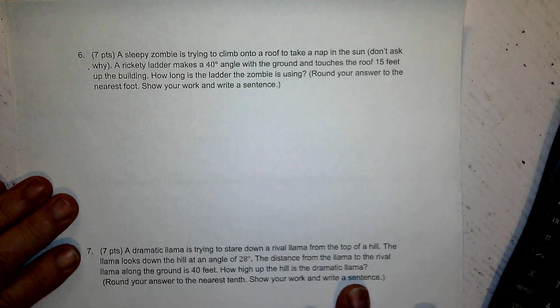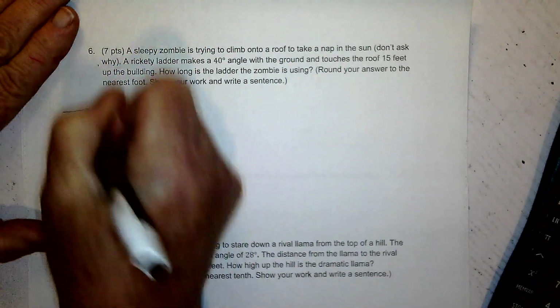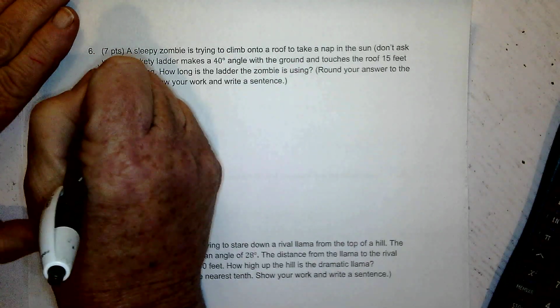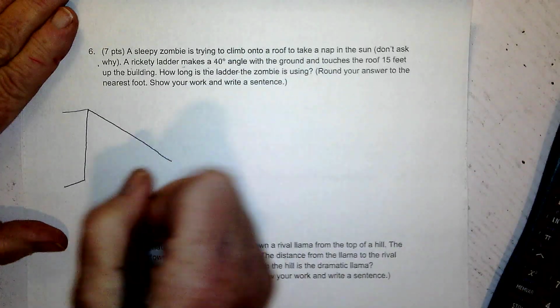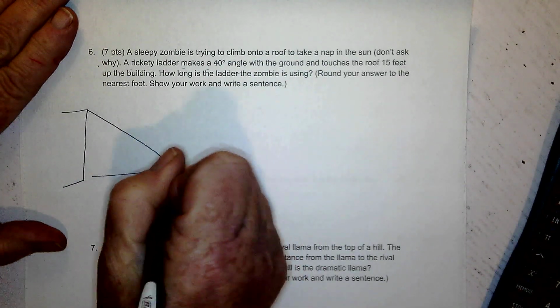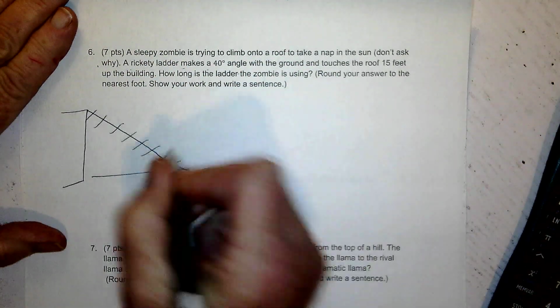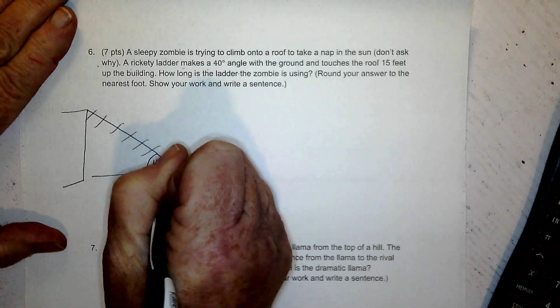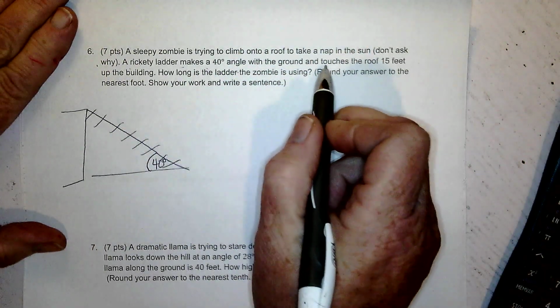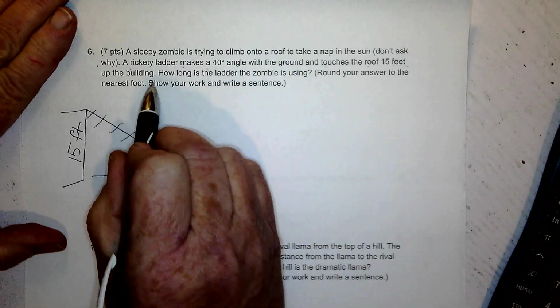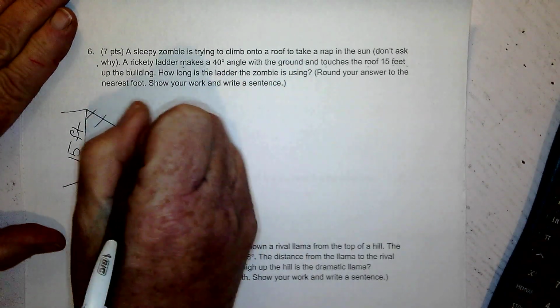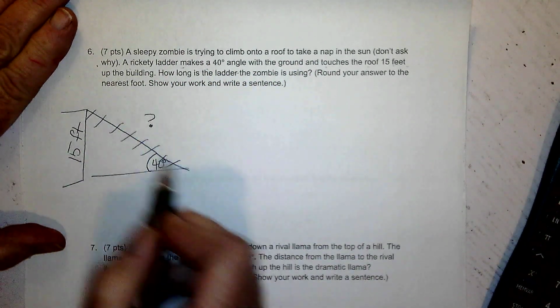All right. A sleepy zombie is trying to climb onto the roof to take a nap in the sun. So, trying to get up here, and he's going to need a ladder. Don't ask why. A rickety ladder makes a 40-degree angle with the ground. So there's my ladder, and it makes a 40-degree angle with the ground and touches the roof 15 feet up the building. So that means this is 15 feet. All right. How long is the ladder the zombie is using? So that's the question, is what is the length of the ladder?